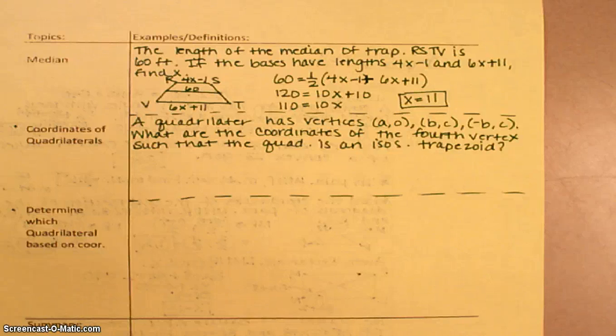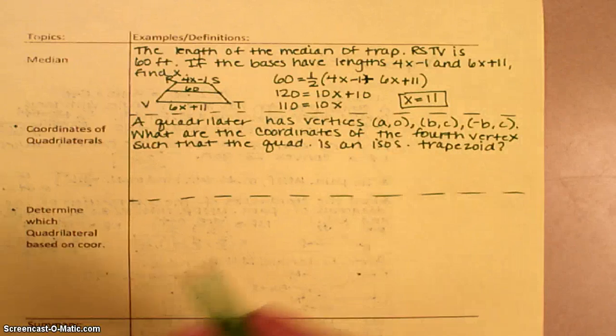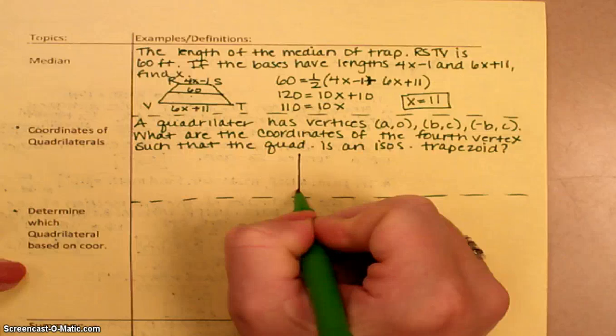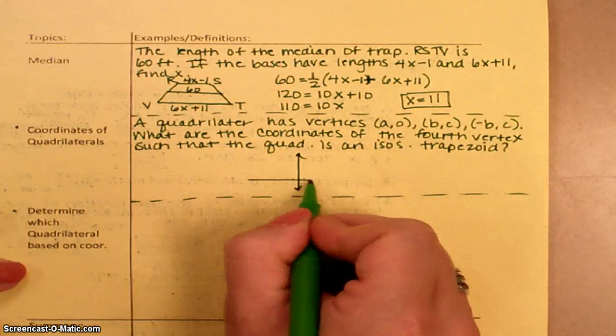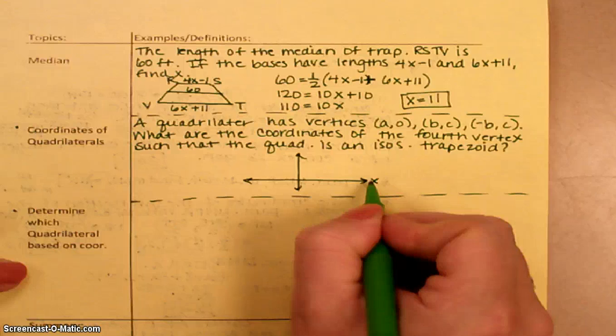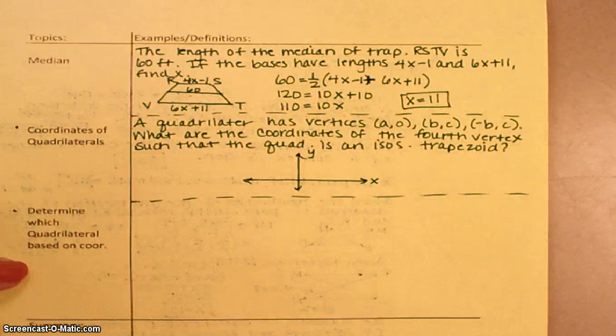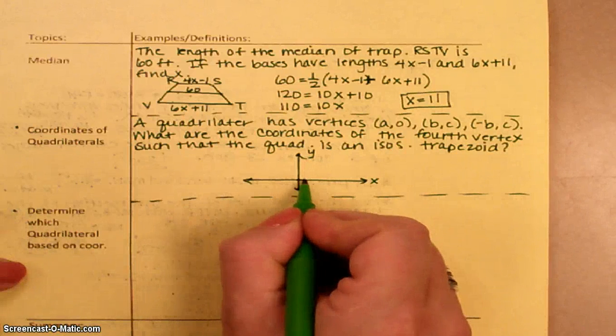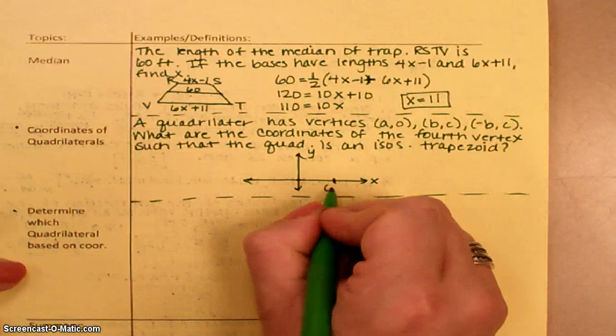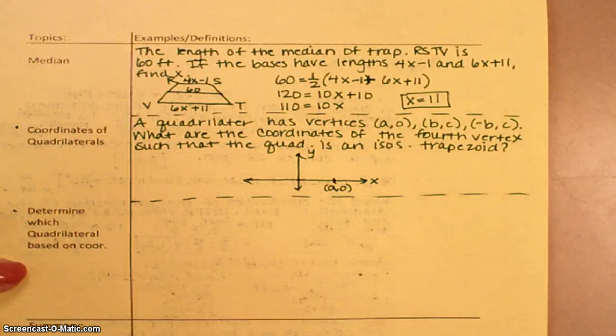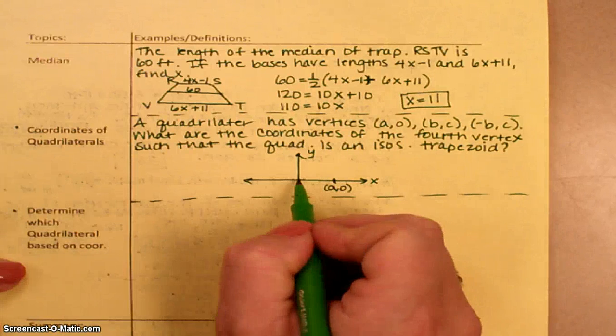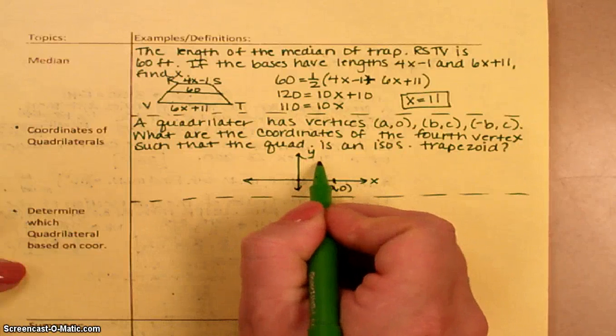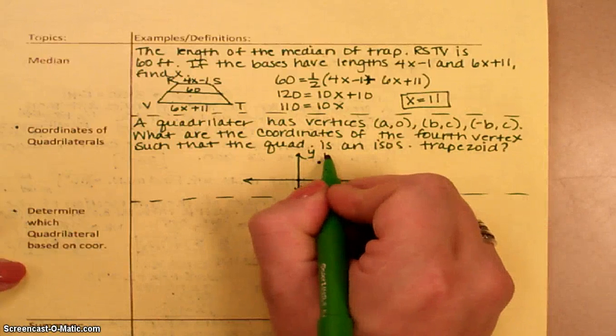Okay, so we're going to have to use what we know about isosceles trapezoids. So it may help to draw a picture. We have one at A0, so that must mean that it's right on the x-axis. So we go out whatever A is, and then it's at 0. So A0. Then we have one at BC. I don't know how long B is, but it's going to be over and up. So I'll just say it's maybe right about there. So this one will be BC.